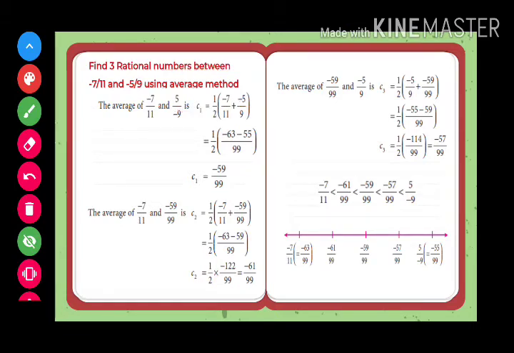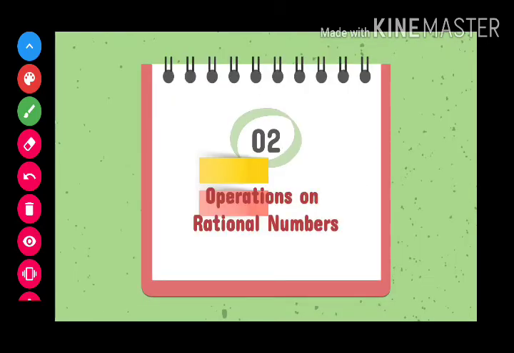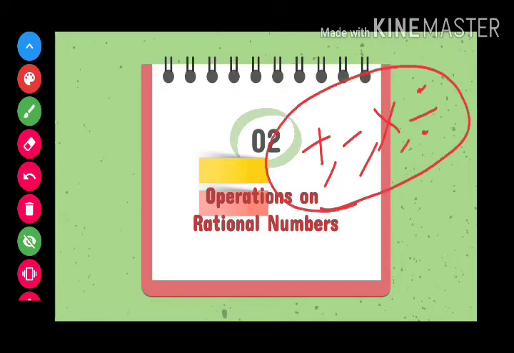Okay, so let's get to the next part. Operations on real numbers. What do you mean by operations? We all know what operations are. Operations are addition, subtraction, multiplication and division. So what we are going to see now are these operations on real numbers. How do real numbers behave under these operations?